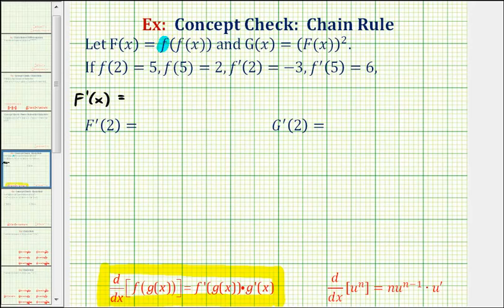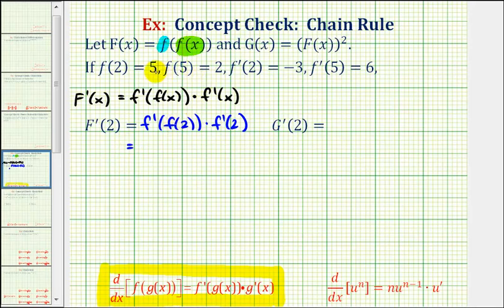This function here is the outer function, so we'll first have f prime evaluated at the inner function, which is f of x. We're going to multiply this by the derivative of the inner function. Well, the inner function is f of x, so we're going to multiply this by f prime of x. Which means in order to find big F prime of 2, we'll substitute 2 for x, and then determine the value. So we'll have f prime of f of 2 times f prime of 2.